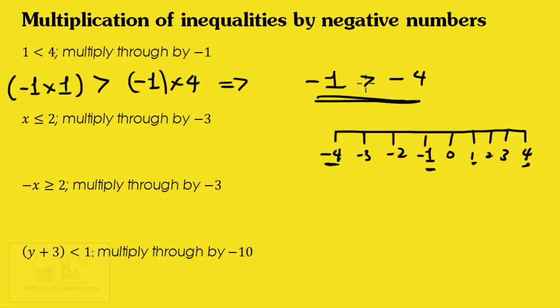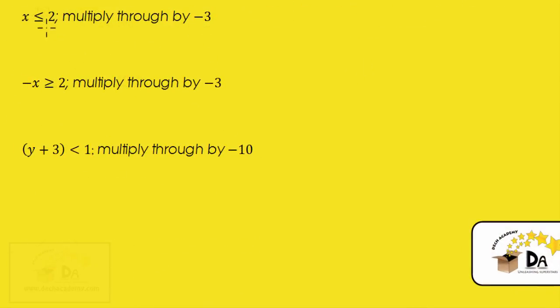If we didn't reverse the symbol and we just multiplied through by minus 1, we would have minus 1 less than minus 4, which is not true, because minus 1 is actually greater than minus 4. If you remember what I said in a previous video, as you move along the number line from left to right, the numbers increase. So minus 1 is greater than minus 4 because minus 1 is to the right of minus 4. So we had to reverse the inequality symbol. So there you go.